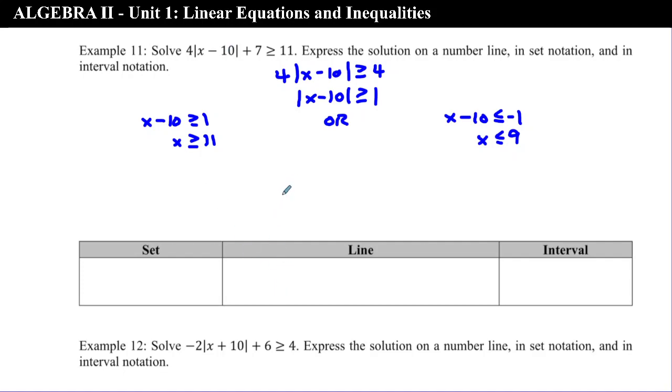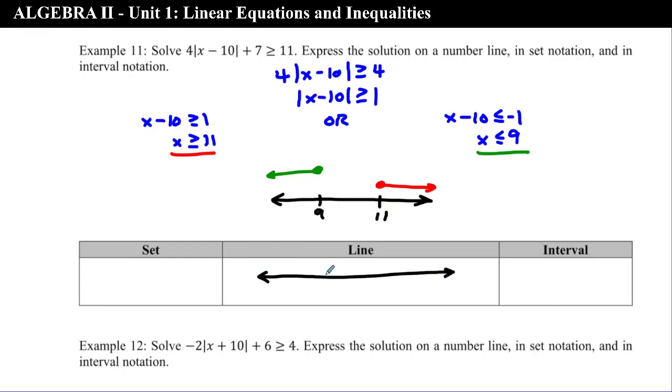So now let's do our sketch. Our points of interest are 9 and 11. Our first one, x is greater than or equal to 11, so we've got a solid dot going to the right. X is less than or equal to 9, so we've got a solid dot going to the left. And since it's an or statement, we are including everything along the line. So when we do our final answer line, we are going to have a solid dot at 9 going to the left, and a solid dot at 11 going to the right.